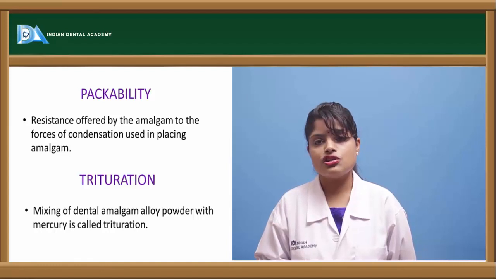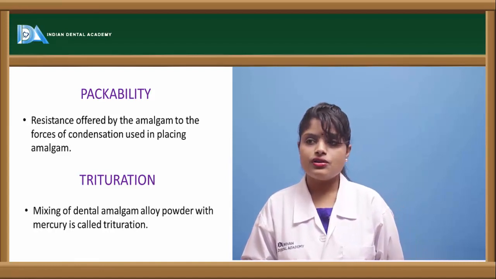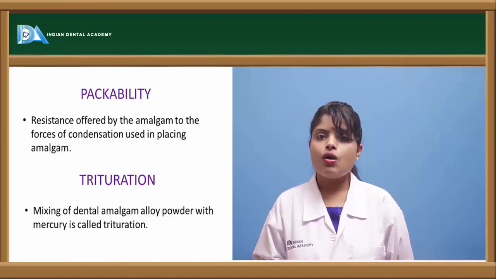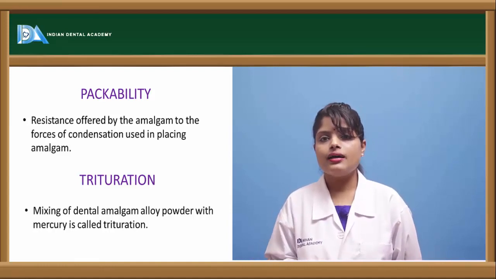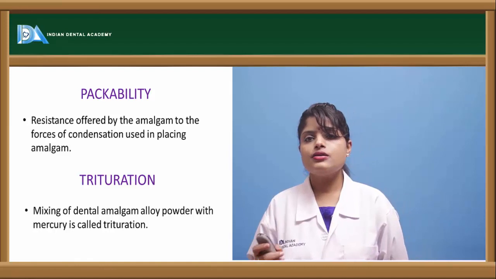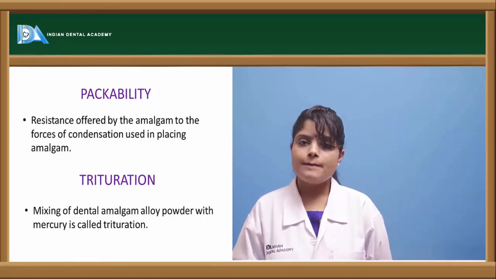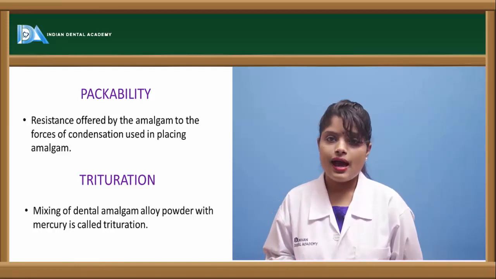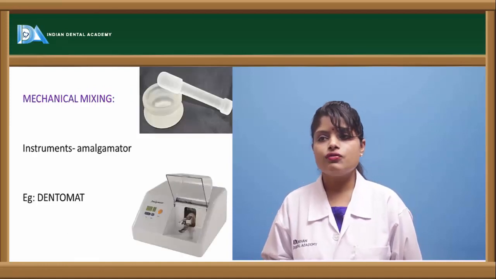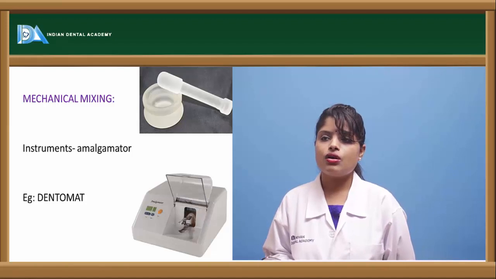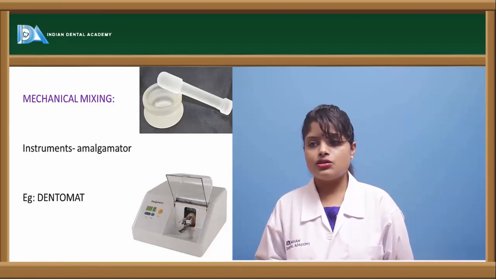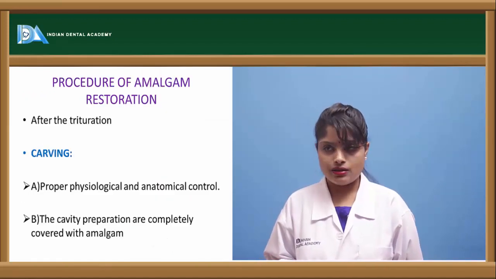Next is the trituration. What is the trituration? The trituration is the mixing of the amalgam with mercury, so that all the particles of the amalgam are wetted by the mercury, and further the amalgam is formed. So there are various methods of mixing by means of a pestle and mortar, then an amalgamator, which is also known as dentomat.